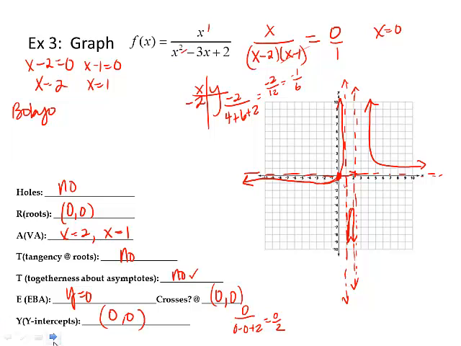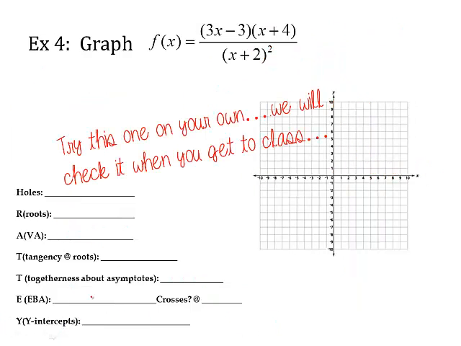Righty? All right, now I want you to try this one on your own. We'll check it when you get to class and work some more examples. Okay? Keep working at it. Follow the RATTEY method. You've already been doing it. You just didn't even know it. Okay? Make sure you bring questions with you if you have any.